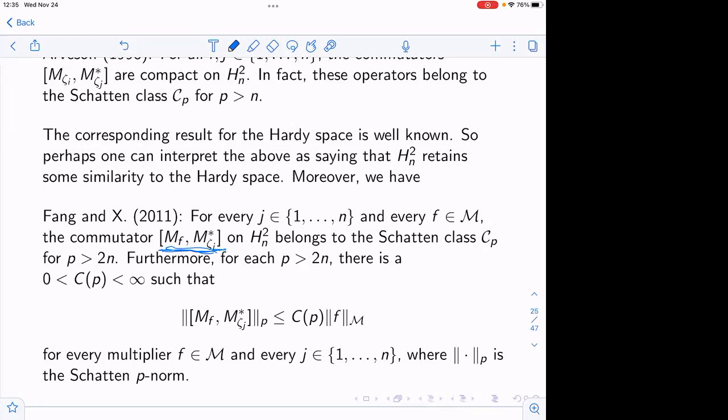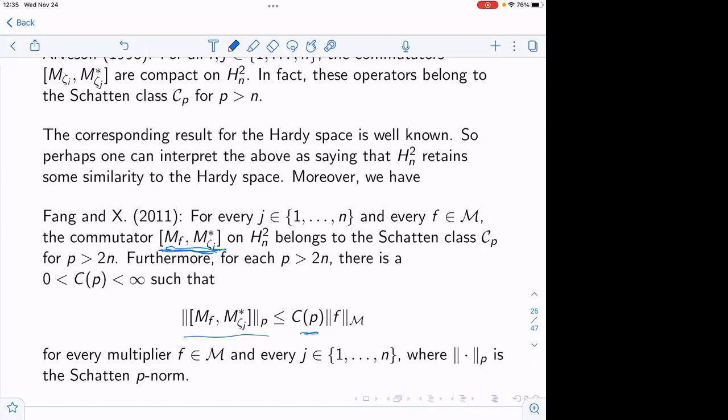And not only that, you can actually show that for p greater than 2n, the Schatten p norm of this is dominated by some constant which depends on p multiplied by the multiplier norm of f.